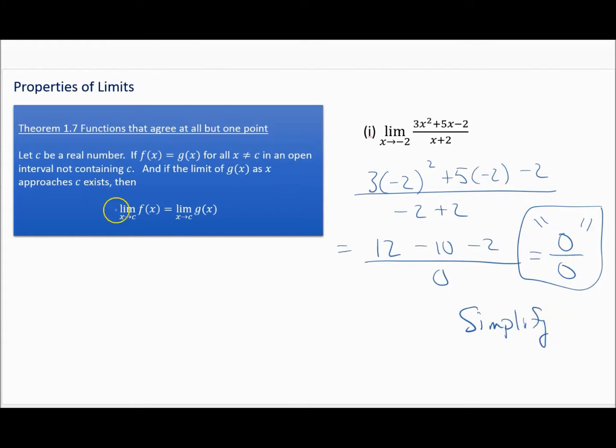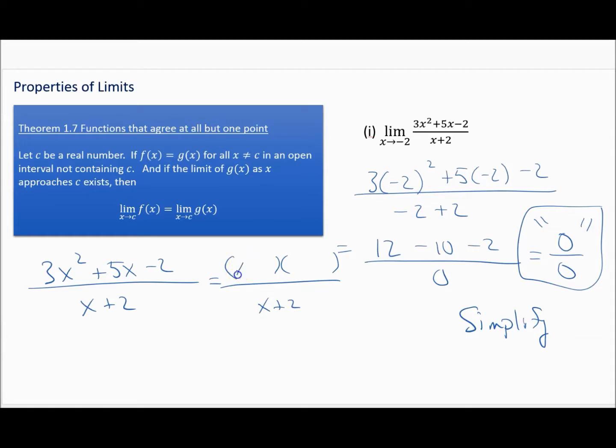So what this theorem says is that if you have a function that can be simplified, you need to simplify it, and the limit of the simplified function is the same as the limit of the original function, because they agree at every place but one value, the c value. So what do I mean here? Well, we've got 3x squared plus 5x minus 2 divided by x plus 2. Now 3x squared plus 5x minus 2 factors. Some of you know how to factor it just real fast, nothing to it.